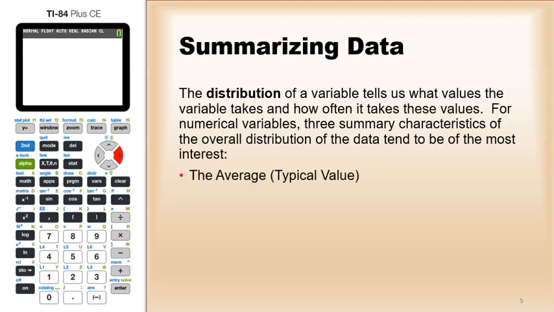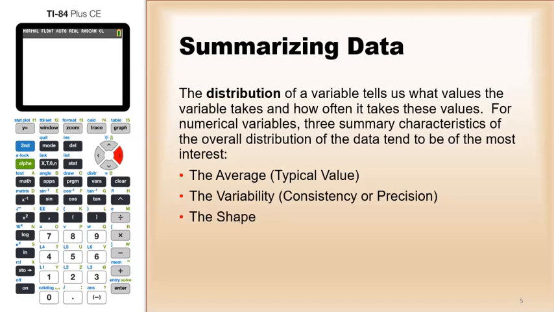The average, which we talked about in the last lesson. The variability, which is what we'll talk about this lesson. That's going to be the consistency or precision, or basically how spread out your values are. And then we'll also talk about the shape in the next lesson.